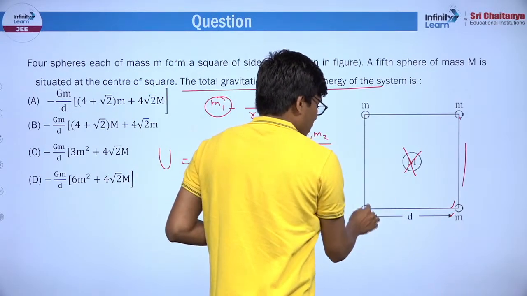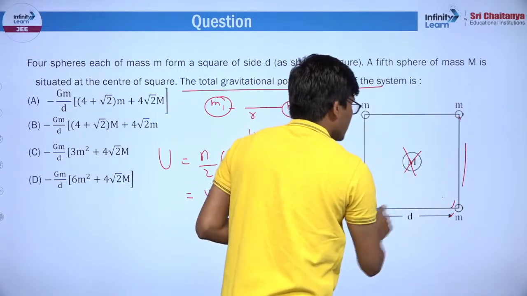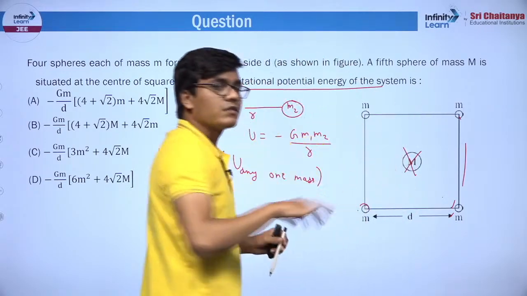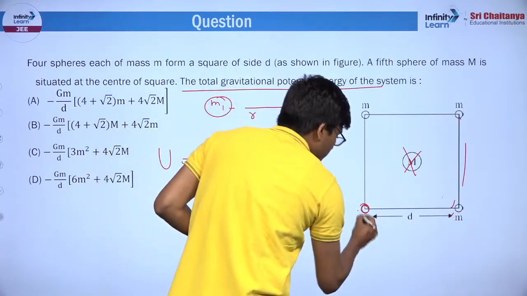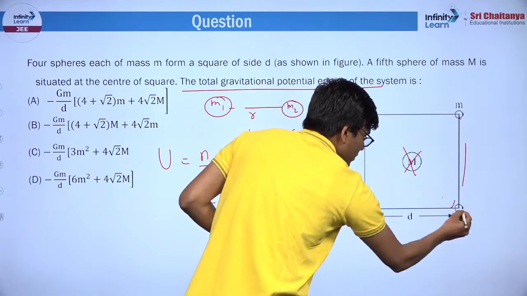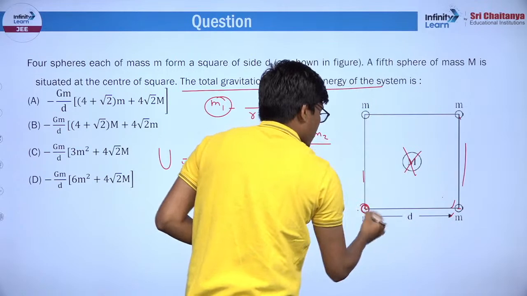You can write the potential energy of this one due to these 3. They will be the same because of symmetry, right? So I am just writing the potential energy of this mass. It is in interaction with this, this and this. So this distance is d and this is also d.